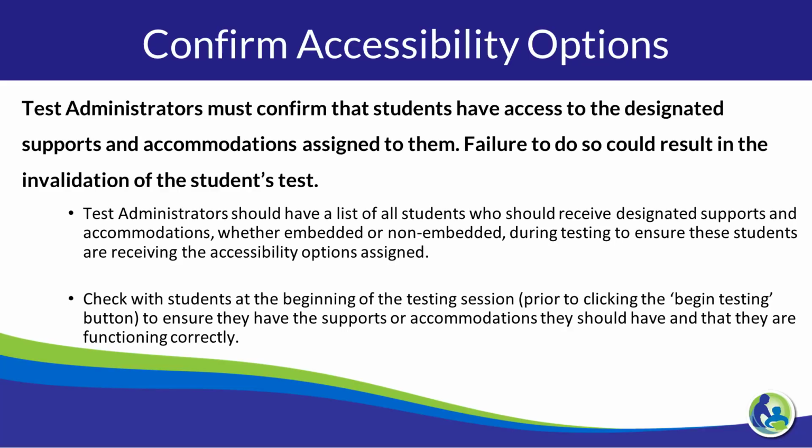The Accessibility Guide and the Test Administration Manual identify each code. A copy of the Test Administration Manual and the Accessibility Guide should be available in the testing room for administrators to use as a reference. Failure to confirm that a student has the needed supports before they start testing could result in the invalidation of their test.